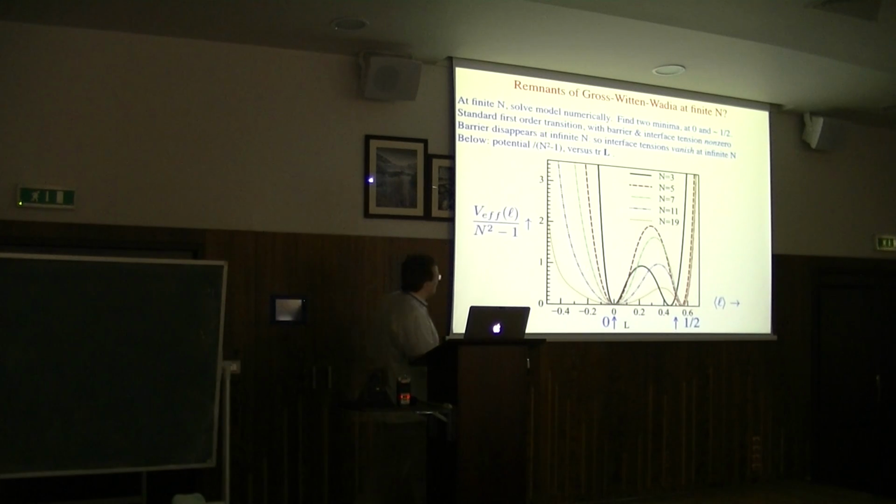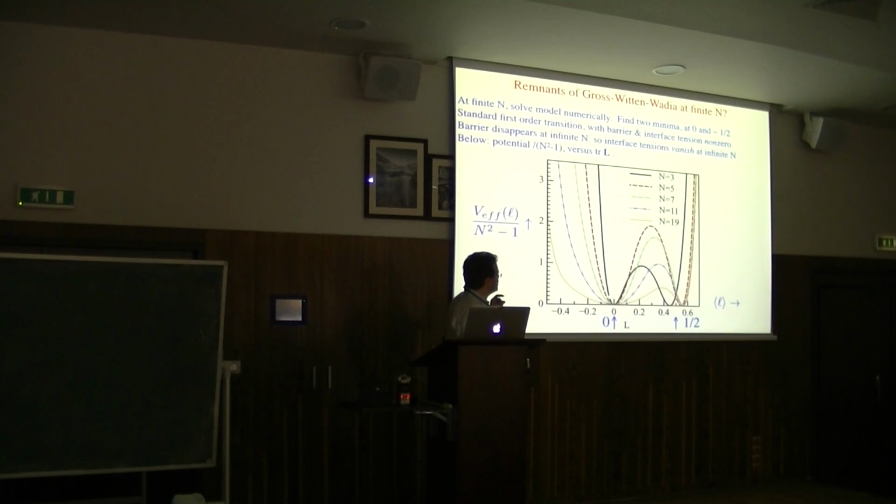This is a plot then of the potential. Remember again, I said that for a first order transition, you have a barrier between the two degenerate minima. So this black line is the barrier in our matrix model. This is the confined phase. This is the deconfined phase. This is n equals 5.